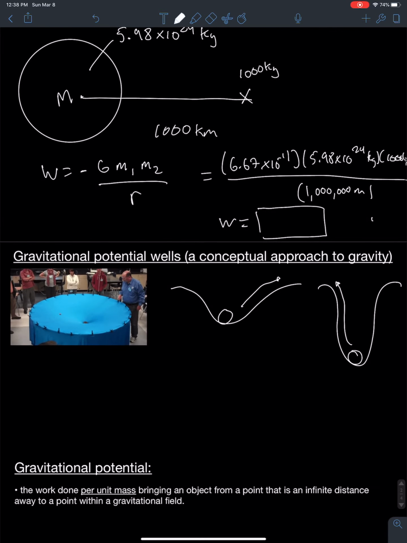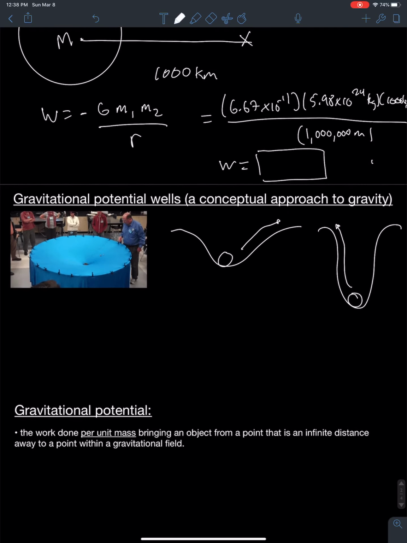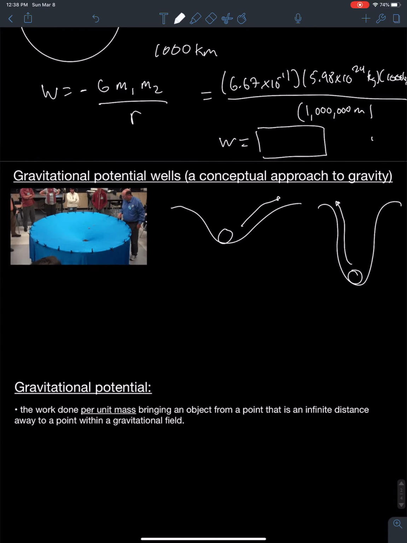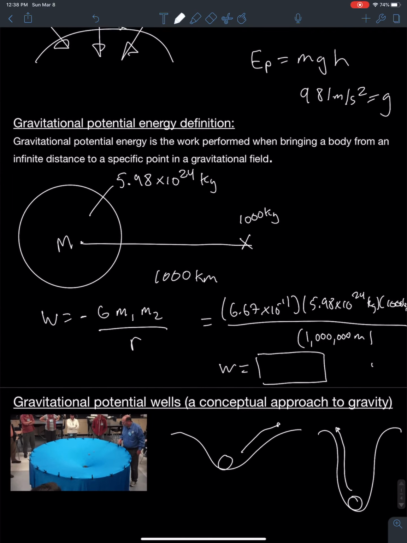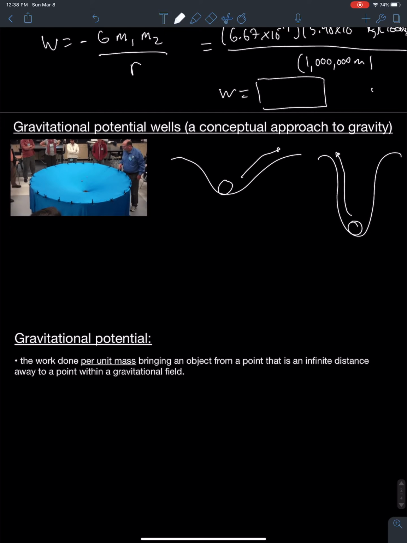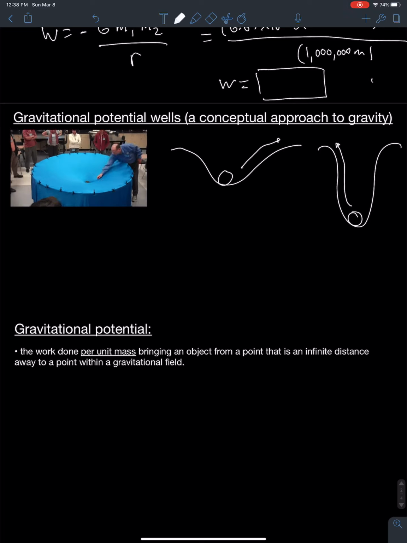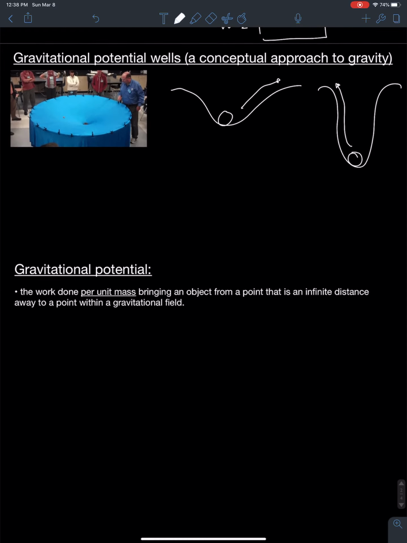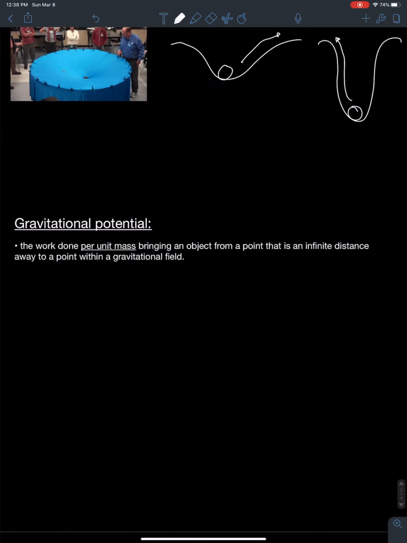Okay, now another concept that we need to talk about in class was the idea of gravitational potential, which is not the same as gravitational potential energy as I showed you over here. Gravitational potential kind of relates to gravitational fields. A gravitational field is the force per unit mass. Well, a gravitational potential is the work done per unit mass bringing an object from a point that is an infinite distance away to a point within a gravitational field.